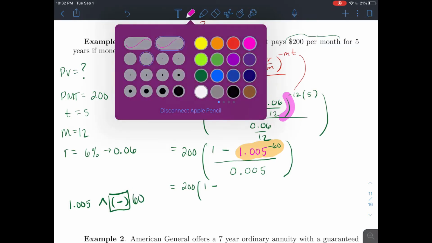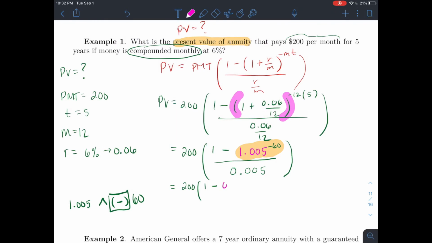Alright, so that should reduce to 0.7413721962, and that will be all over 0.005.